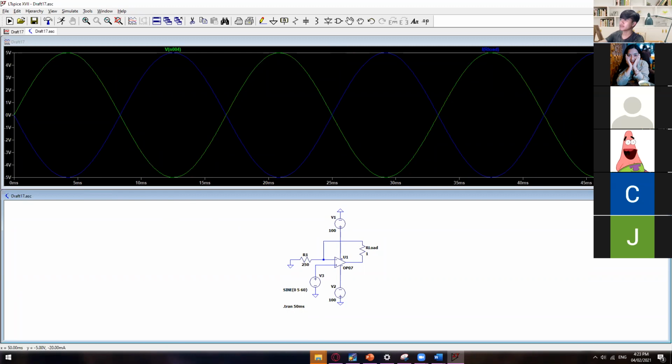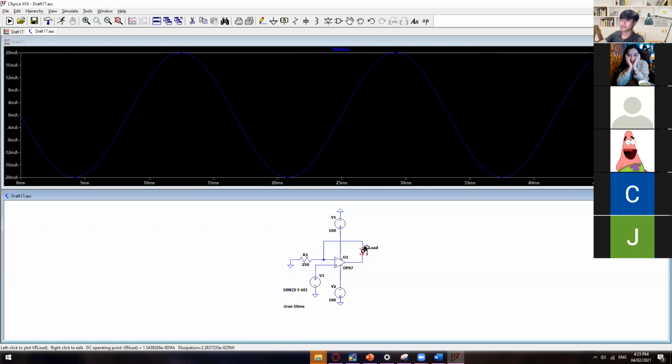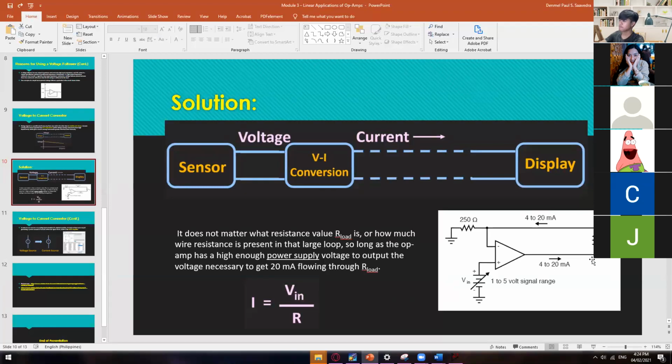So take a look on the right side. This one is for the milliamps, and this one is for the voltages. And if you're confused, then you can just double click this one. As you can see, we have a peak to peak of negative 20 milliamps to positive 20 milliamps. So are we getting the same result? Yes, as you can see, we have here a result of 20 milliamps.